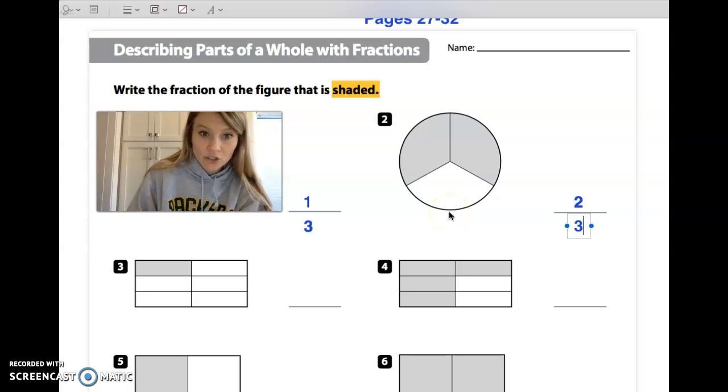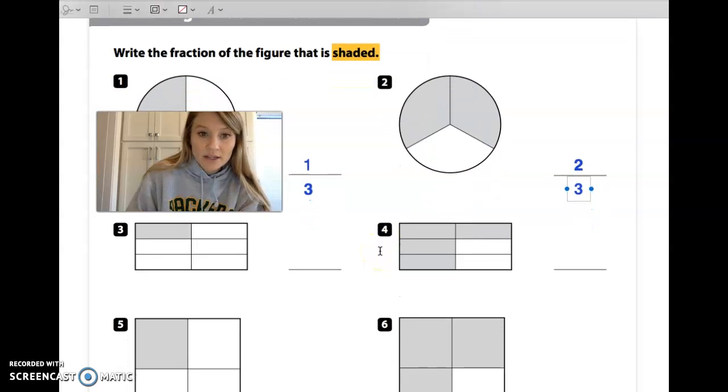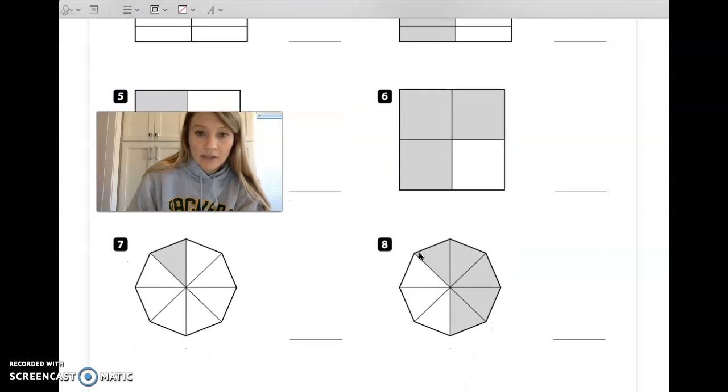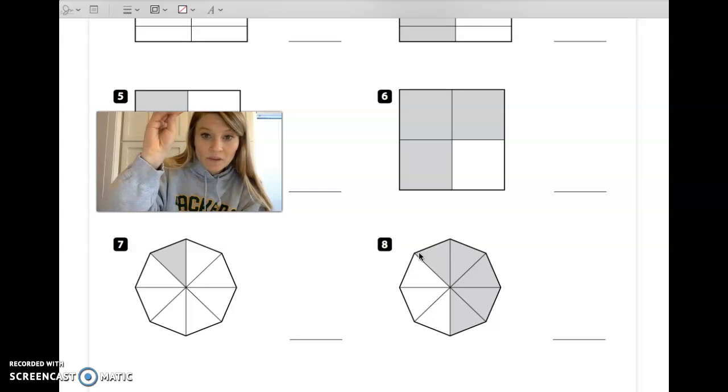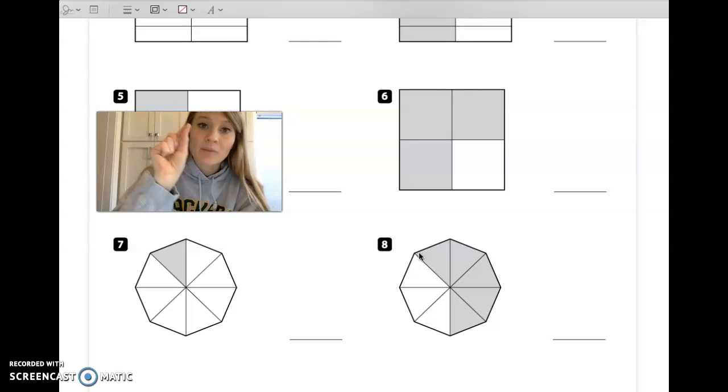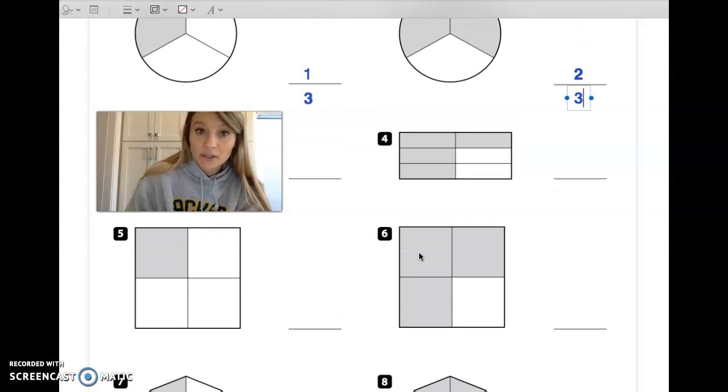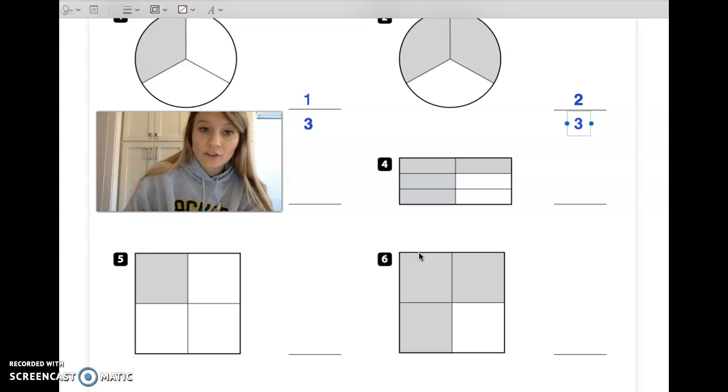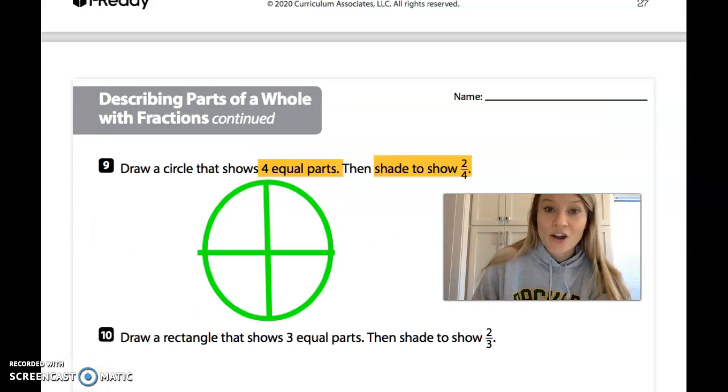All right, nice job. So what I want you guys to do is finish the rest of these, 3, 4, 5, and 6, 7, and 8. And remember, think about that numerator is how much is shaded, and the denominator is how many equal parts you see total. So if you're stuck, go back and look at my 2 examples, and then you're going to finish the rest of these, okay? All right, so let's keep going to page 28.